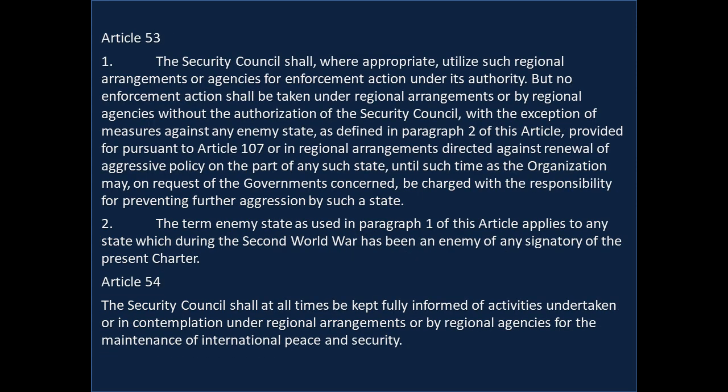Article 53. 1. The Security Council shall, where appropriate, utilize such regional arrangements or agencies for enforcement action under its authority. But no enforcement actions shall be taken under regional arrangements or by regional agencies without the authorization of the Security Council, with the exception of measures against any enemy state, as defined in paragraph 2 of this article, provided for pursuant to Article 107, or in regional arrangements directed against renewal of aggressive policy on the part of any such state, until such time as the organization may, on request of the governments concerned, be charged with the responsibility for preventing further aggression by such a state. 2. The term enemy state as used in paragraph 1 of this article applies to any state which during the Second World War has been an enemy of any signatory of the present Charter.